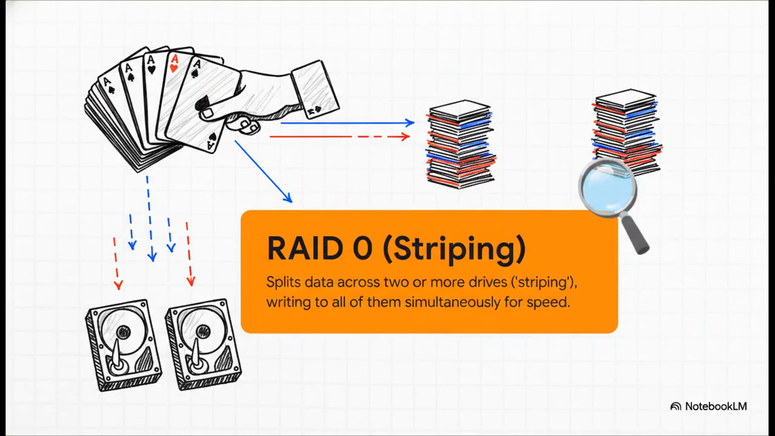The magic trick behind RAID 0 is a technique called striping. Now, just imagine you're dealing a deck of cards. Instead of putting them all in one big pile, you deal them out to two separate piles, one card at a time. It's way faster, right? Well, that is exactly what striping does with your data. It splits it up and writes it to multiple drives all at the same time.